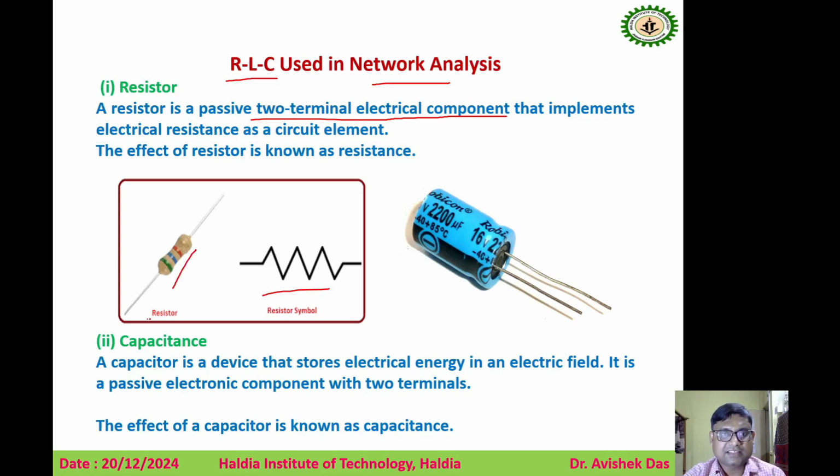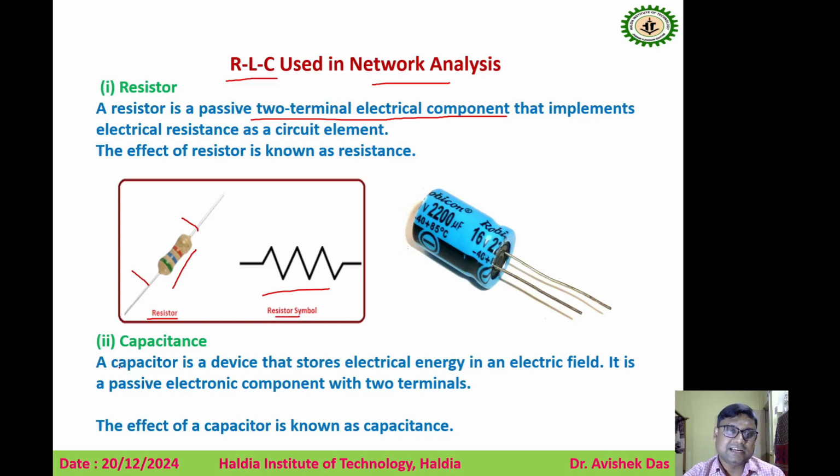You can measure the resistance value using the color code. Different color codes are there. From the color code you can calculate the resistance value of this resistor, or you can use a multimeter to measure the resistance value. Symbolically we represent the resistor with this symbol. So this is the resistor symbol.